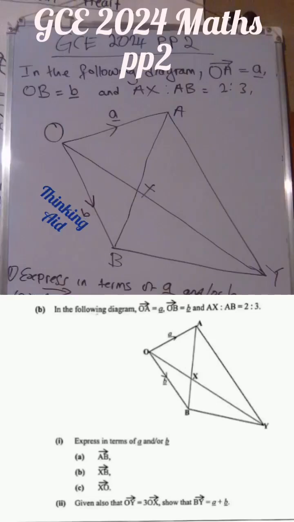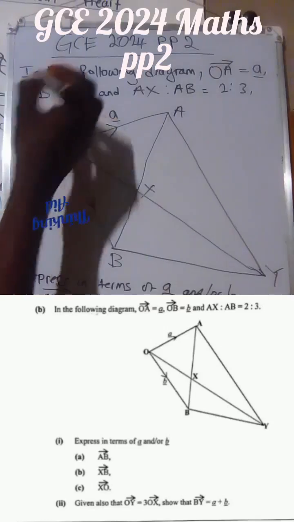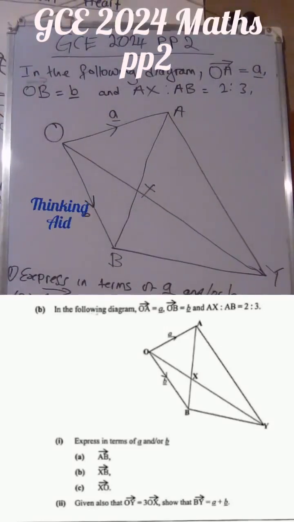And we have a question, GCE 2024 paper 2. The question reads: in the following diagram, we have a vector question. Vector OA is equal to A, vector OB, so this is vector OB, is equal to B, and AX is in a ratio to AB of 2 to 3. So you have a diagram that is showing the vectors.